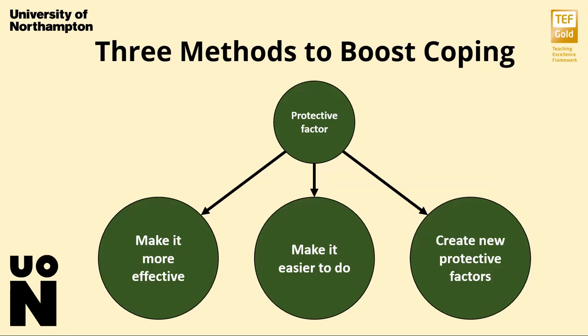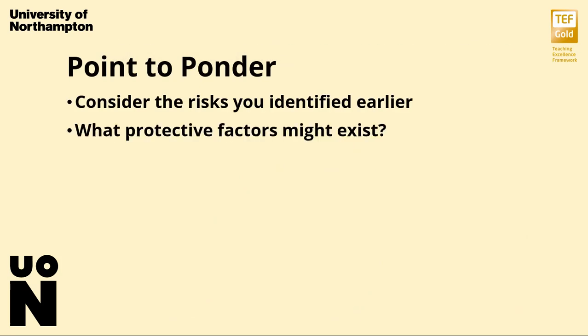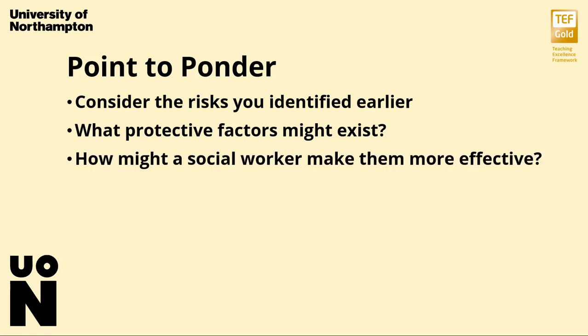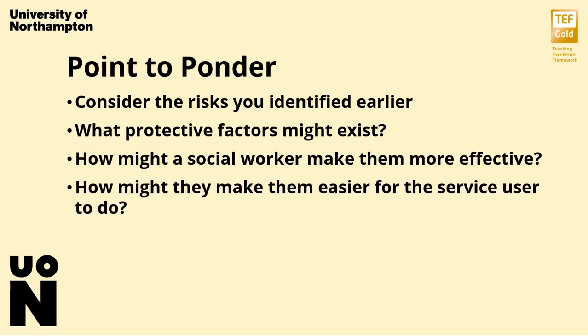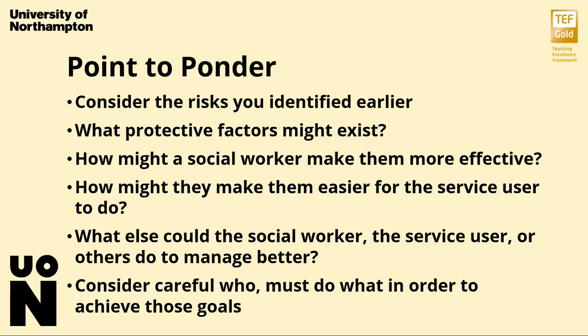And just like with the risk factors, these are interlinked. They're not separate. You can do all three together. So just think back for a moment to the risks that I asked you to identify earlier in the video. Think about what, in that situation where you've got a risk, what protective factors might exist. How might the social worker make them more effective? And how might they make them easier for the service user to do? Then also think about what else the social worker, the service user or others could do to manage that situation better. So really consider carefully who must do what in order to achieve those goals.